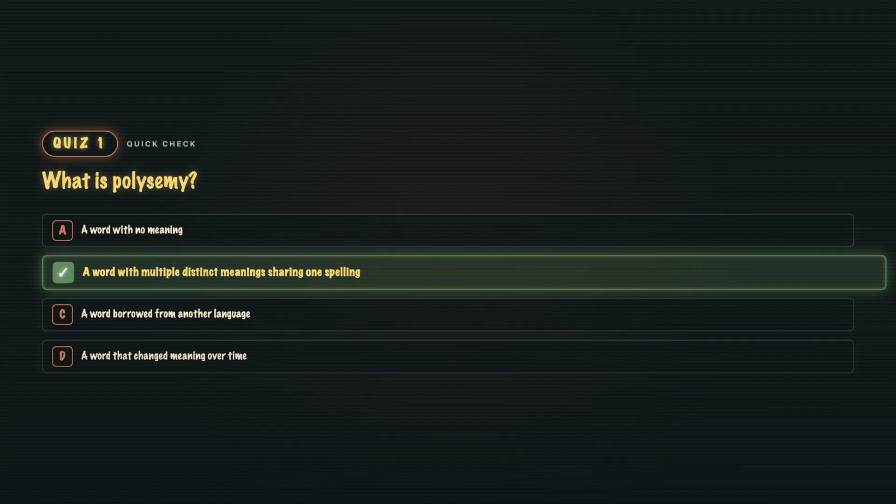B. Multiple meanings, one spelling. Bank has 10 senses in WordNet. Run has 600 in Merriam-Webster. Poly plus sema, many signs. Every natural language uses one form for many concepts because it's efficient. Context does the disambiguating. Quiz 2.